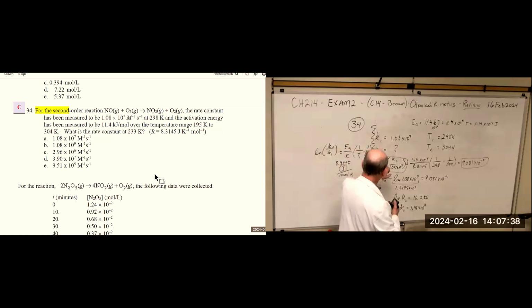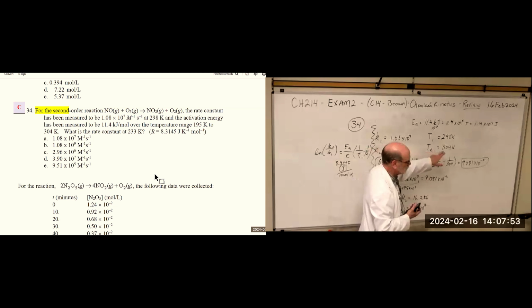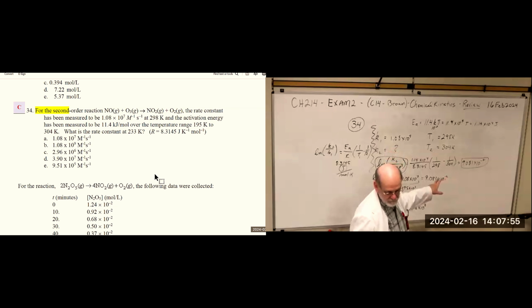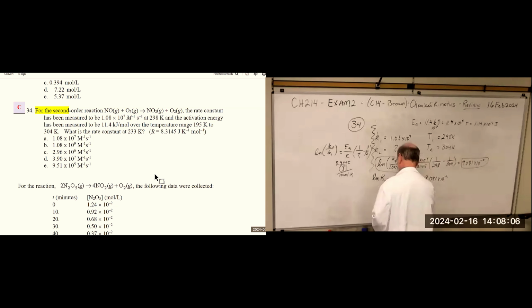So we're going to have the log of K2 at the higher temperature. Is that right? Activation energy, rate constant at 233. Oops. That's it. I got my temperatures. What's the rate constant at 233? All right, I used the wrong value. This needs to be 233.